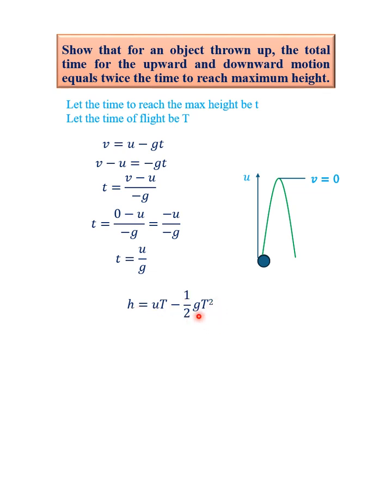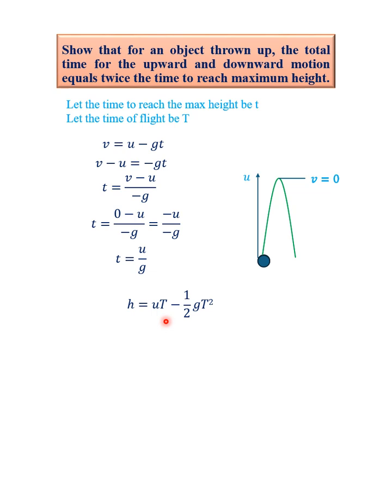Again, g is acceleration due to gravity because we are considering motion under gravity, negative because the object is thrown up, and h is representing distance, in this case height, h. Now we are going to find t. We want to make t subject of the formula.